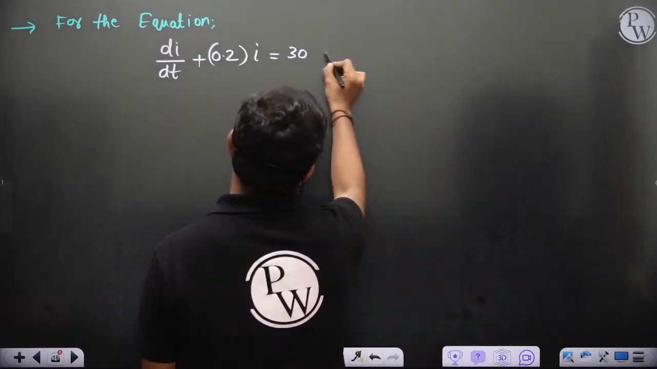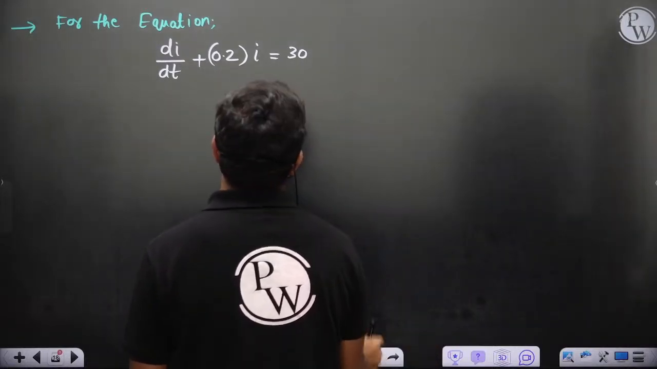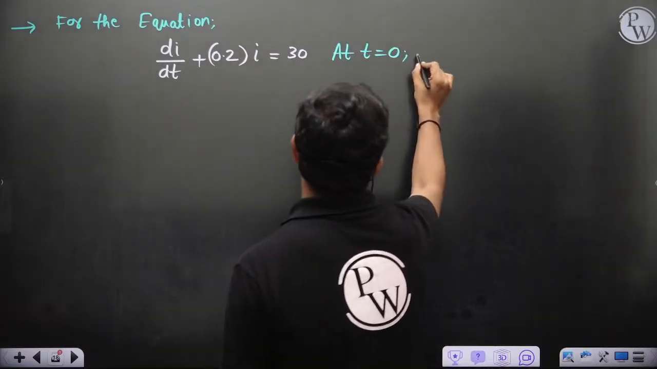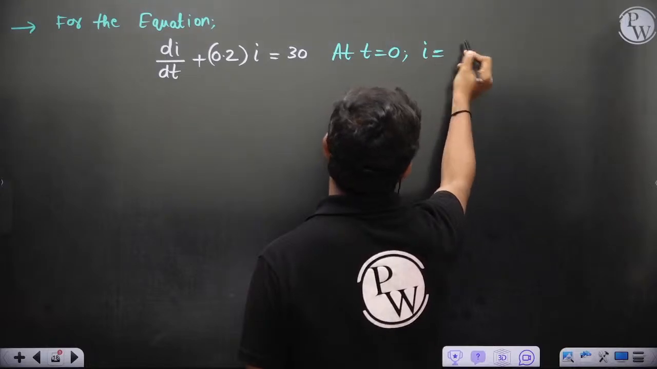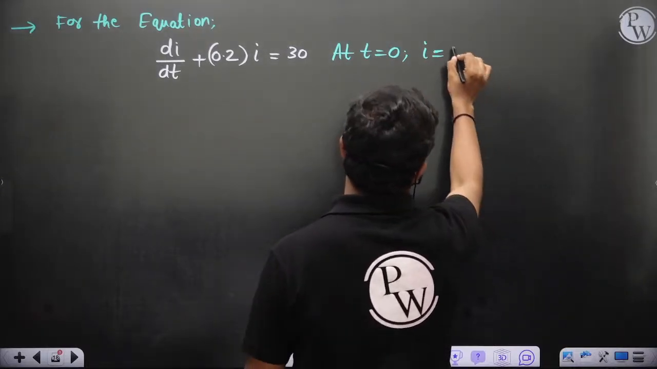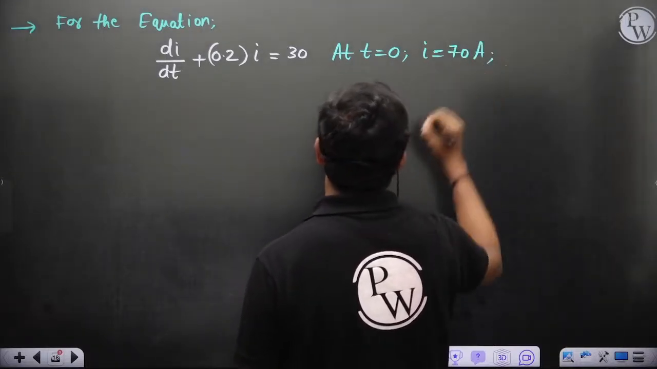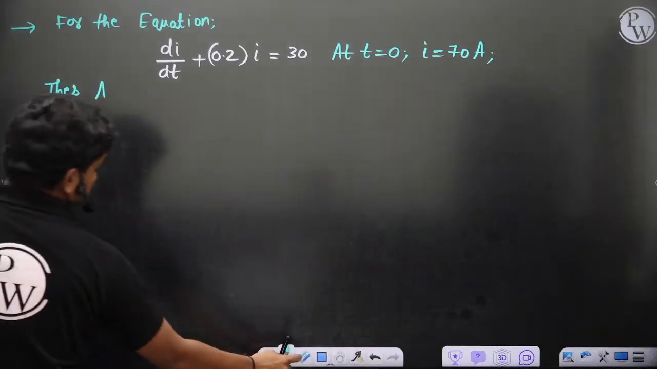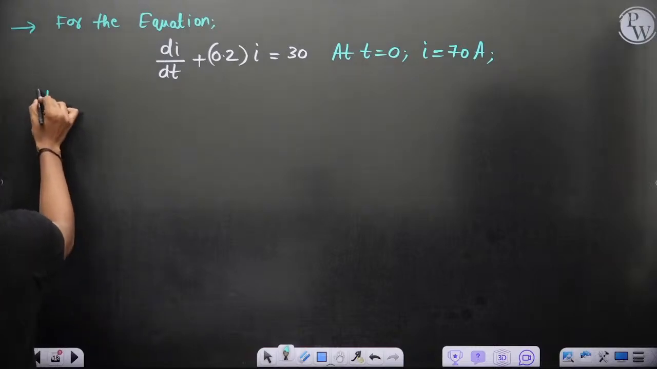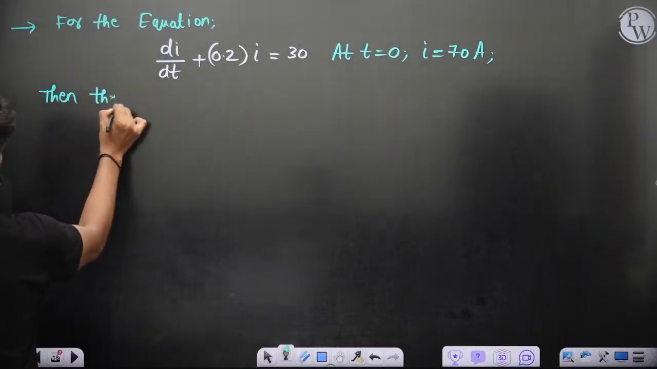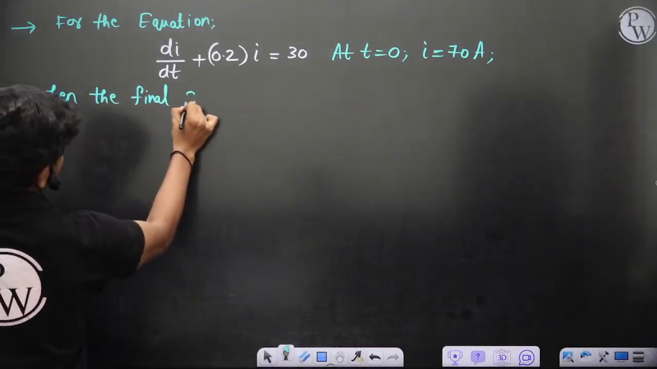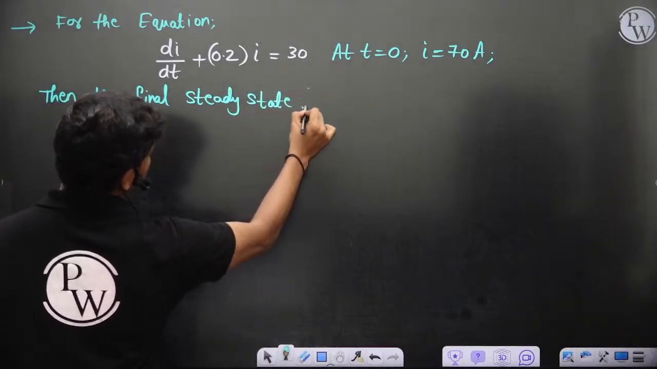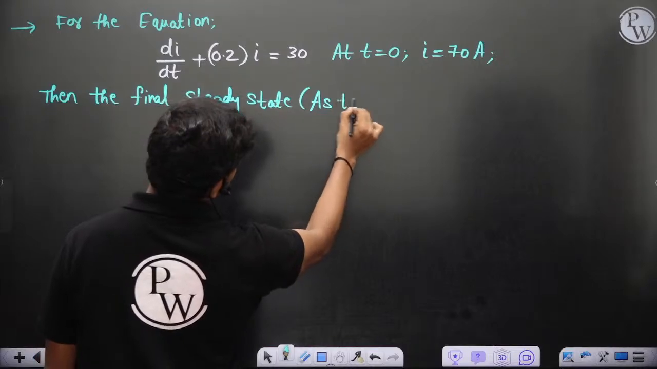Then let's say they have given you some initial condition at t equal to 0. At t equal to 0, the current in the circuit is, let's say, 70 amperes. It's a high source. Then find the final steady state current in the circuit, which means when that thing becomes steady after some long time, as t tends to infinity.